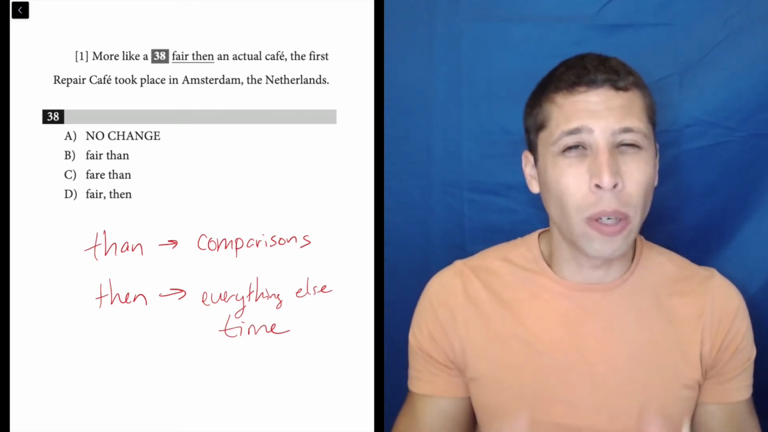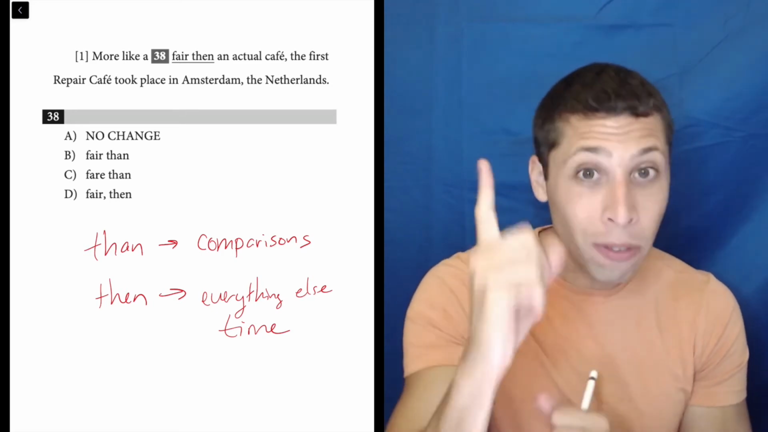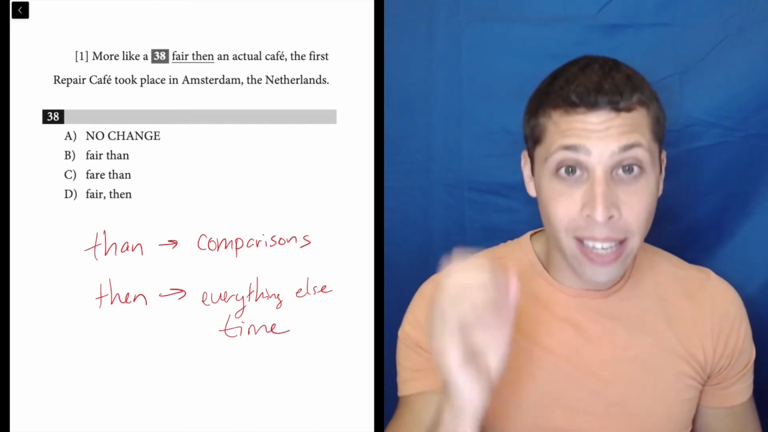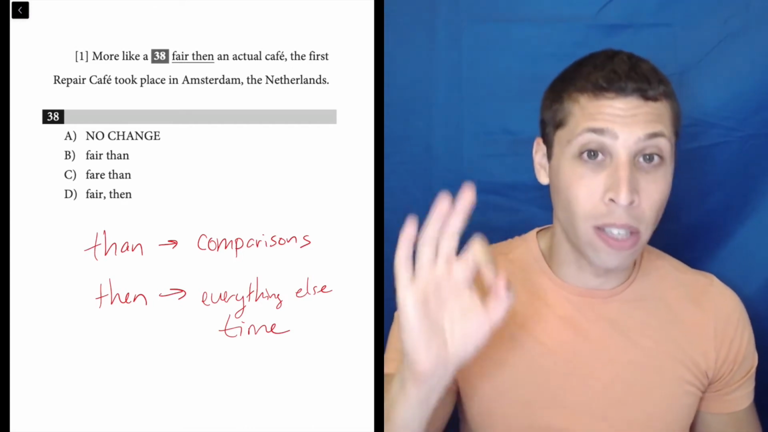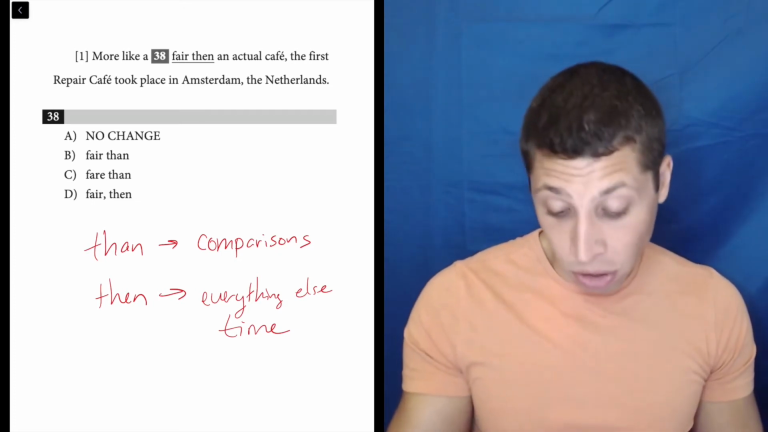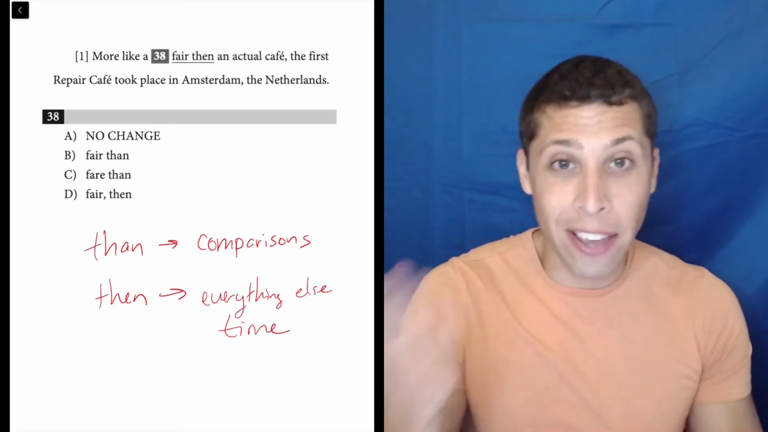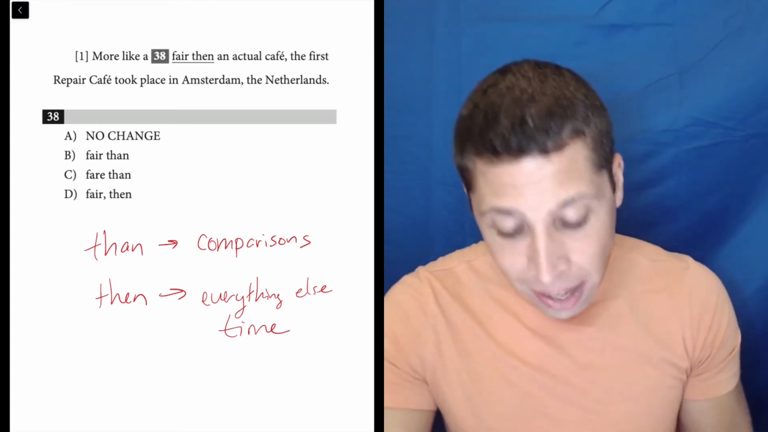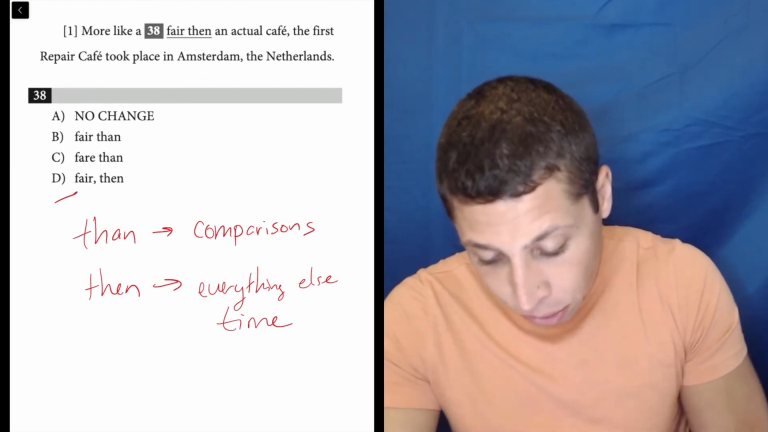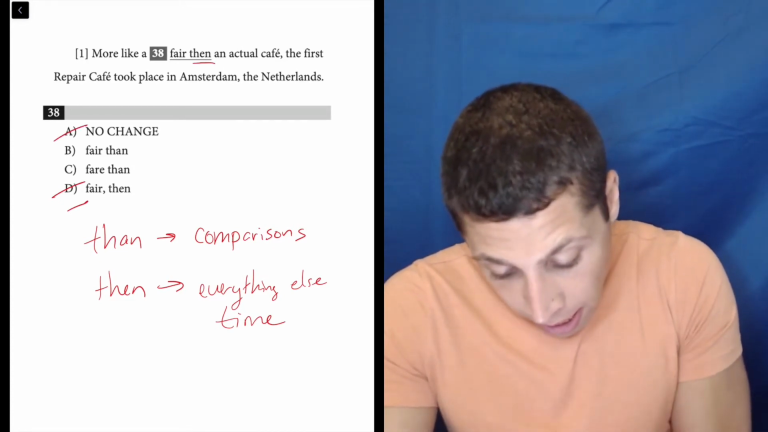And so a lot of these frequently confused words pairs come down to something like this, where one of the words has a very specific meaning, and then the other is just like everything else. So than, T-H-A-N, is the one to memorize. It's only for comparisons. Do we have a comparison here? More like a fair than an actual cafe. They're comparing a fair to a cafe. So yes, this is a comparison. So we want T-H-A-N, so that gets rid of D and A. Right? That's the E-N, E-N.